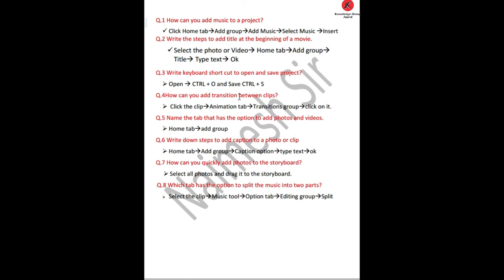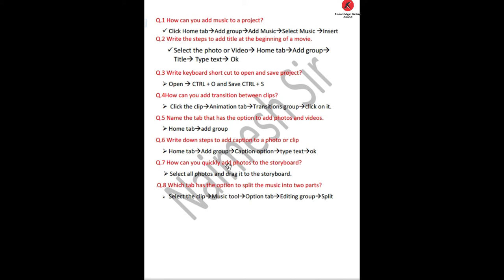How can you add a transition between clips? For this, select the clip, go to the Animation tab, Transition group and click on it. Name the tab that has the option to add photos and videos. For this, we have to go to the Home tab and click on Add group. Write down steps to add a caption to a photo or clip. For this, Home tab, Add group, Caption tab, Caption option, type text and OK.